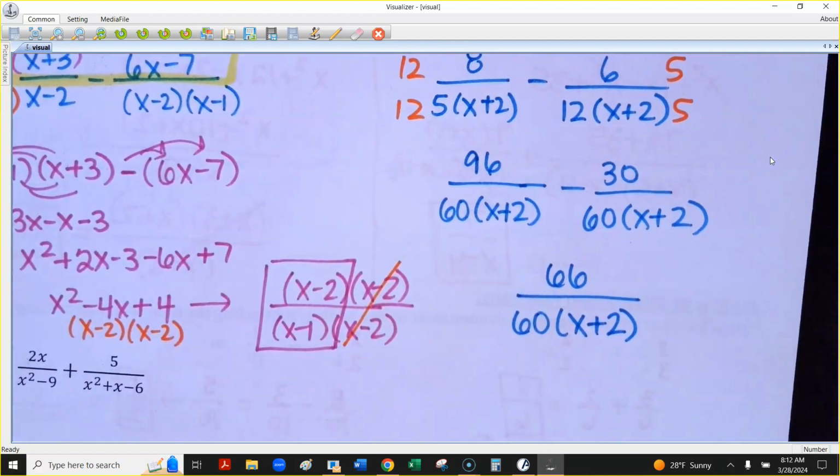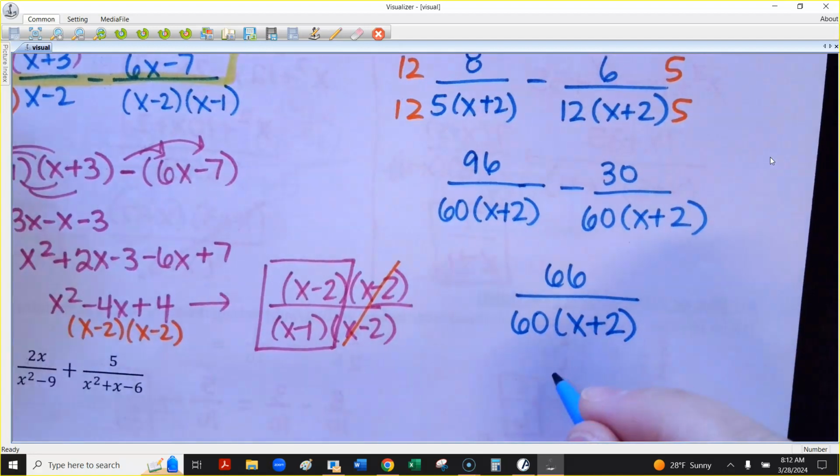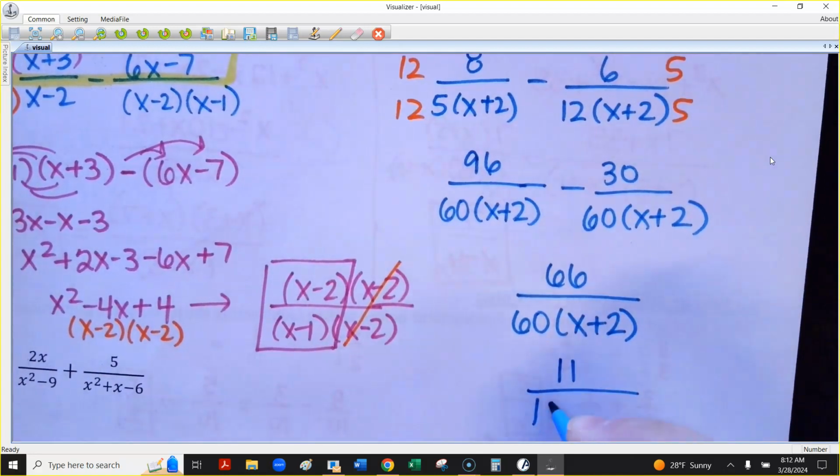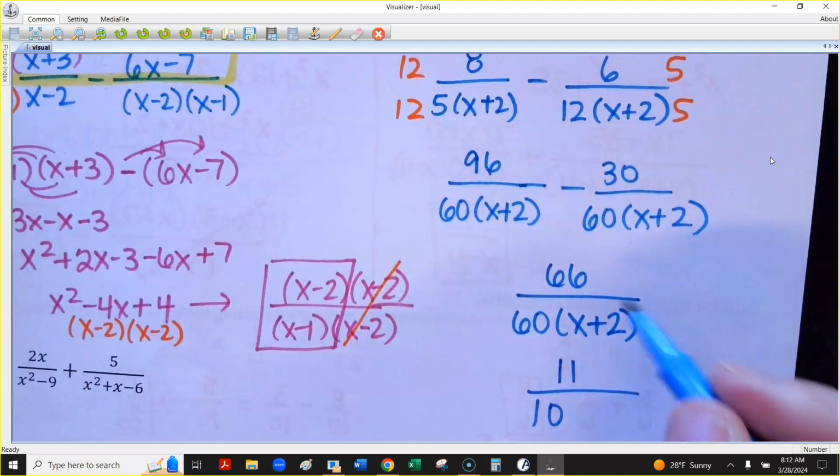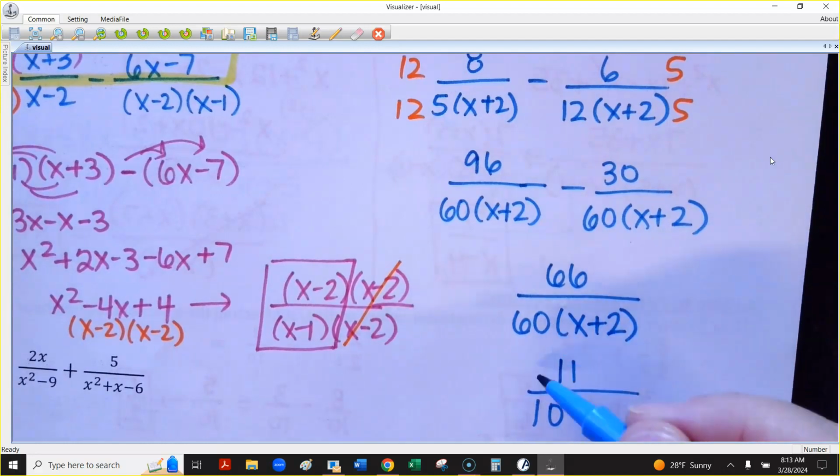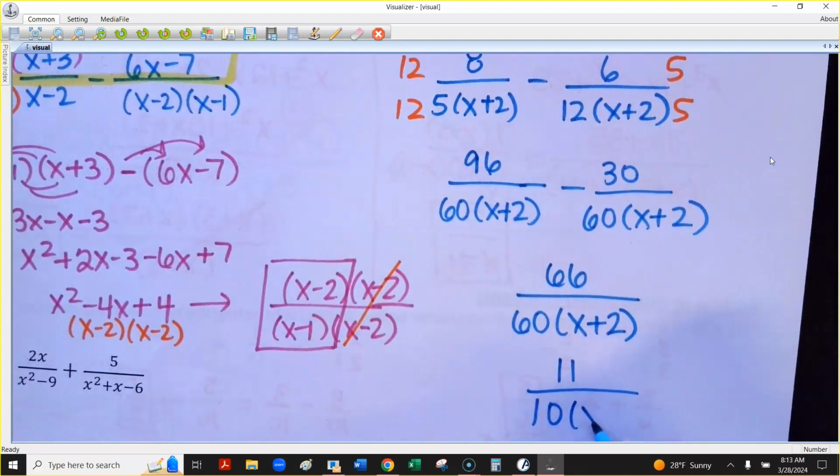Now, totally, if you can, you're allowed to reduce this, because on the top I just have the one term, and on the bottom I have a product. So can I reduce 66 over 60? What would that reduce to? Heck yeah, 11. Both of those are divisible by 6. So 66 divided by 6 is 11. 60 divided by 6 is 10. Now, the x plus 2 would just stay the same. That would be your answer.